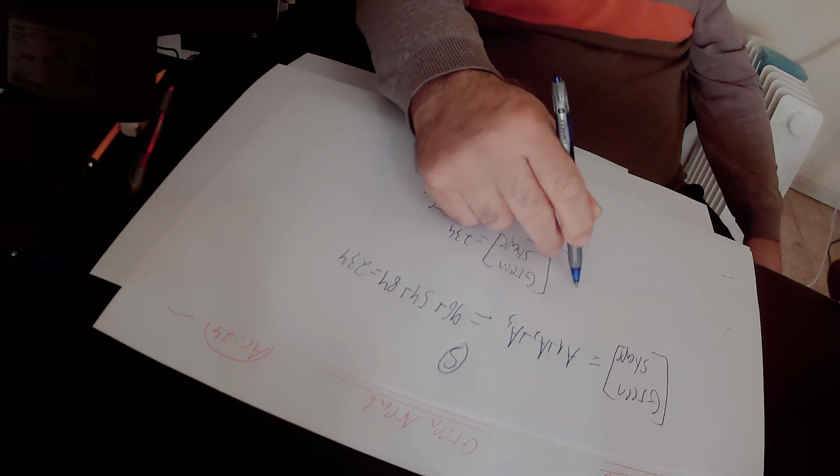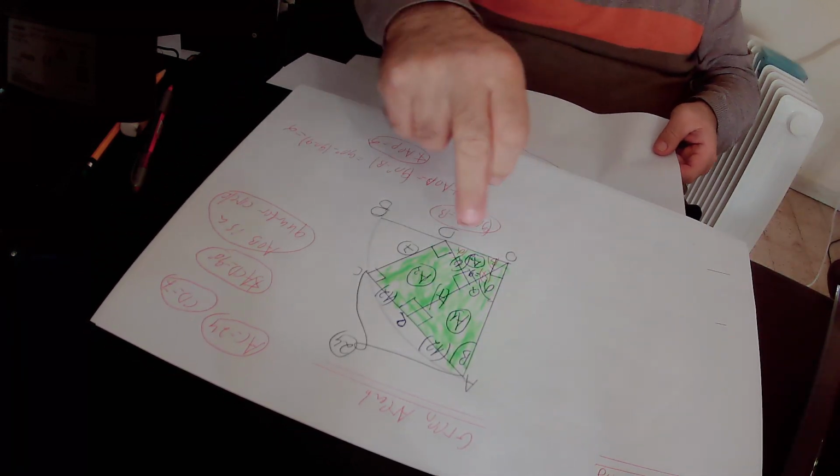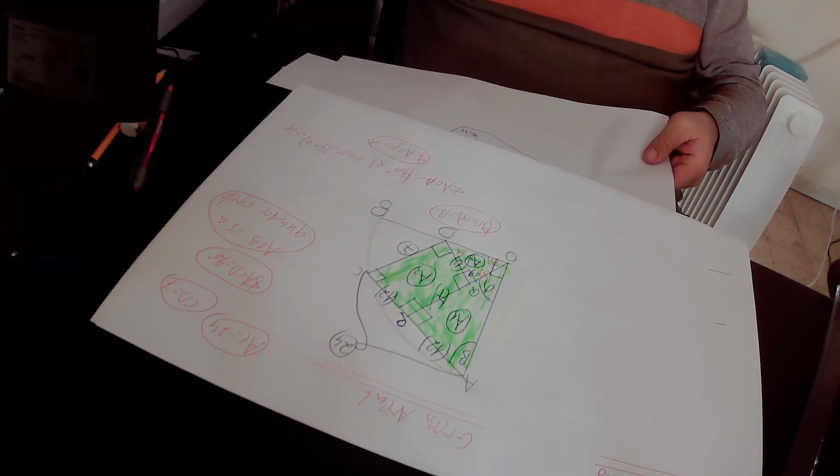Okay, we finish with the first method. In the next step, I'll show you how to find the area of this ring shape according to the second method.